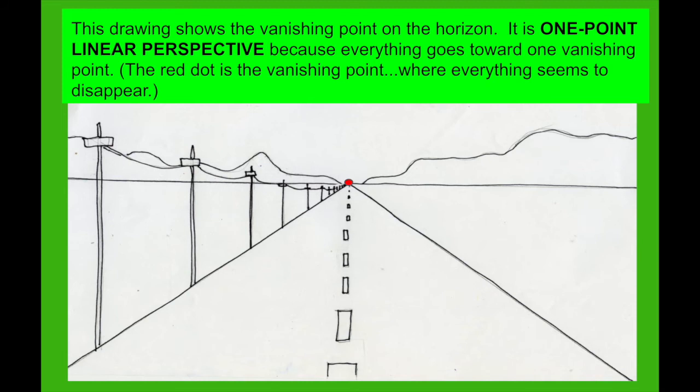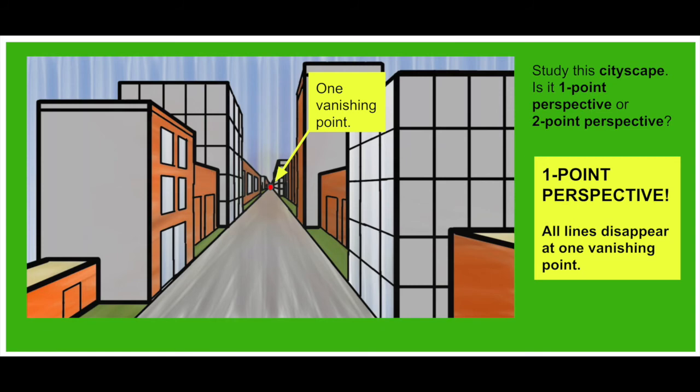This drawing shows the vanishing point on the horizon. I put a little red dot right there at the end of the highway. Maybe you can see that. It is a one-point linear perspective, not aerial perspective this time. We don't have any haziness or fading out in the atmosphere. It's linear because everything goes towards one point like a line. Linear and line are related words. Okay, as I said, there's no hazy stuff that gets in the way of this type of perspective, but you can combine both together, and that really makes for interesting depth.